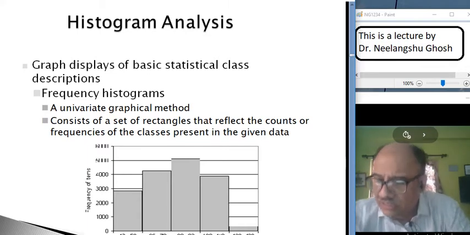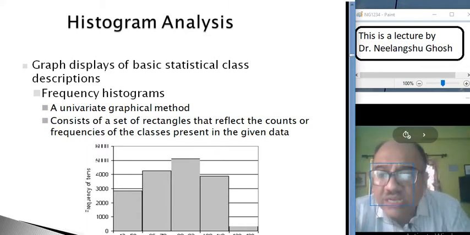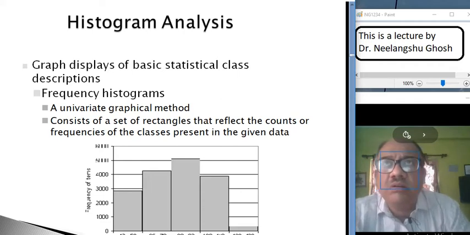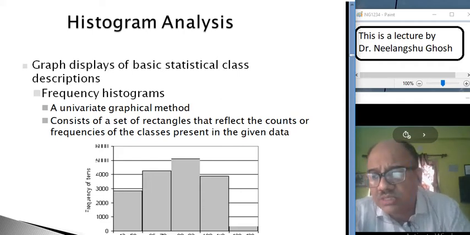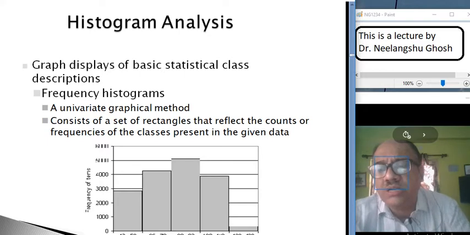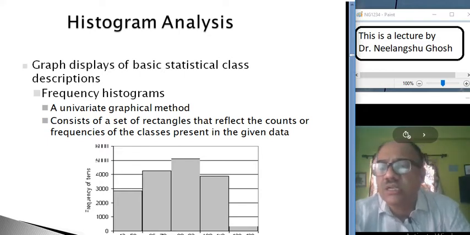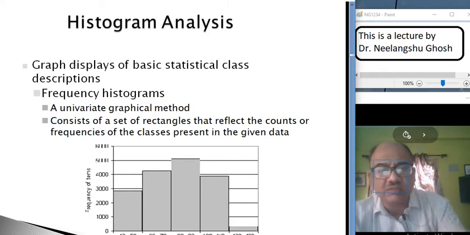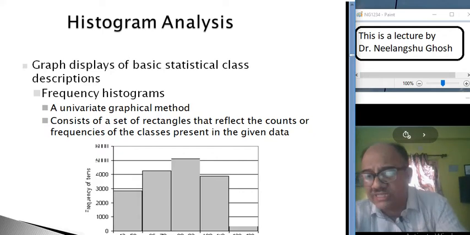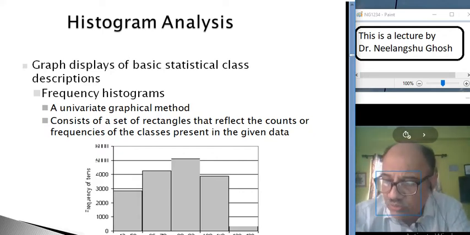But in Excel, we can find several histograms clubbed together in three dimensions. Three-dimensional histograms are also possible if you use an Excel sheet. A histogram consists of a set of rectangles that reflect the counts or frequency of the classes present in the given data. In a histogram, we draw consecutive rectangles. The rectangles touch each other.